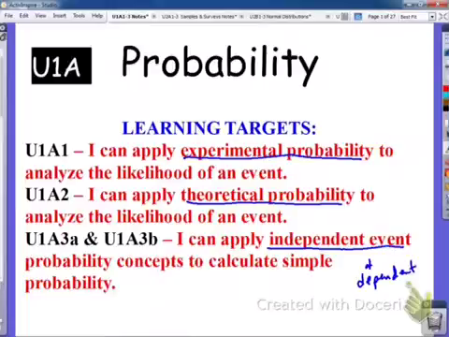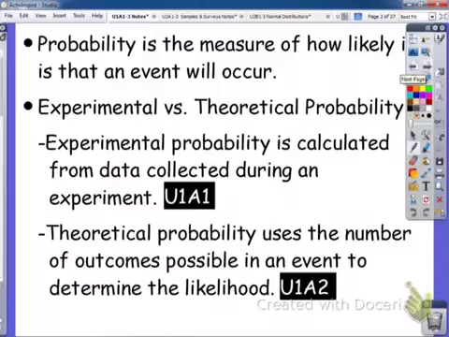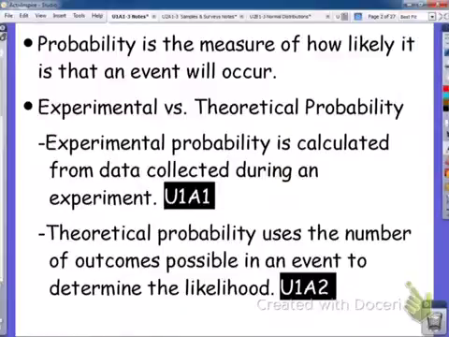So this lesson will be divided into a couple parts. In this part in particular, we want to look at experimental probability, theoretical probability, and I'll break the last part down as we go further. Probability is the measure of how likely it is that an event will occur. Experimental versus theoretical probability.